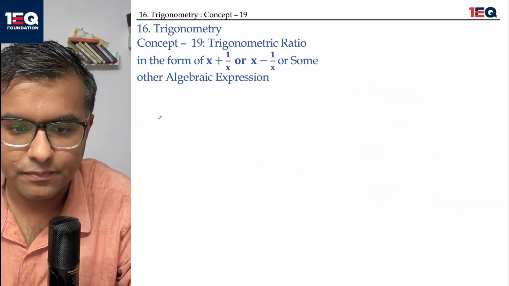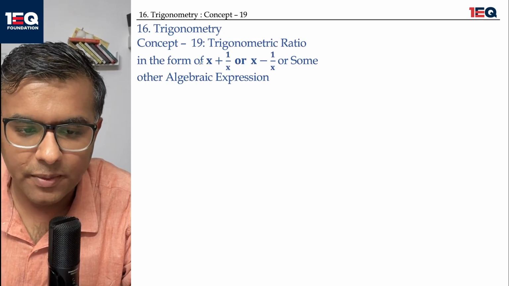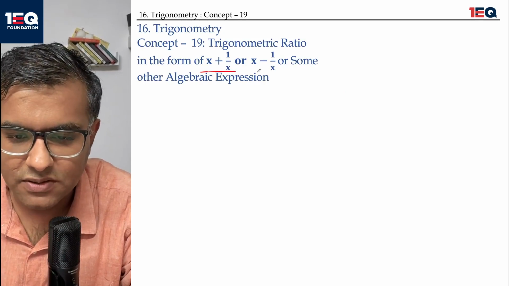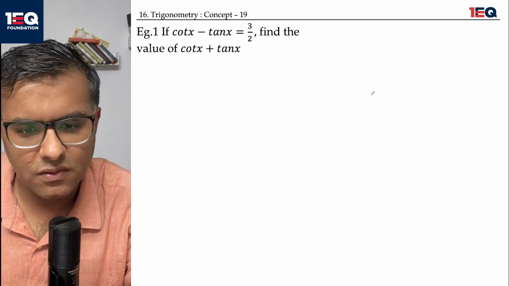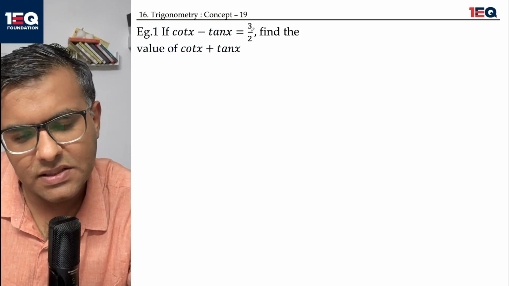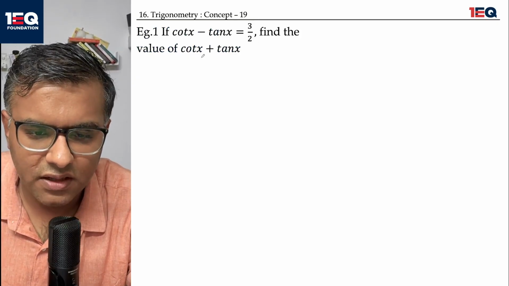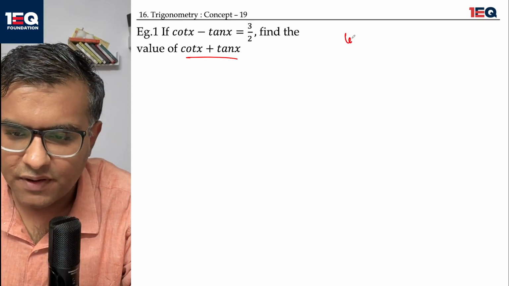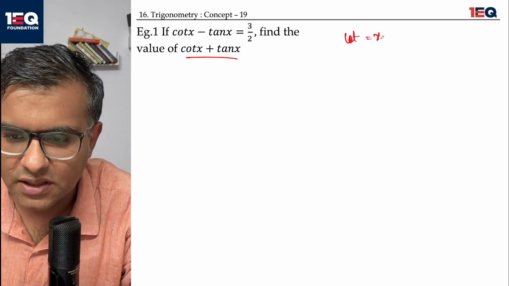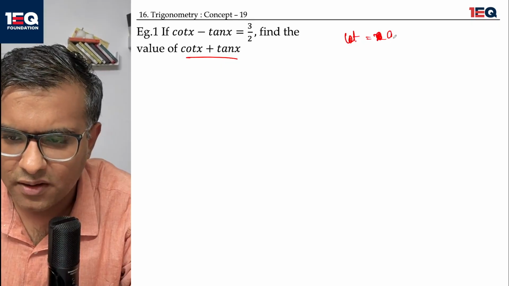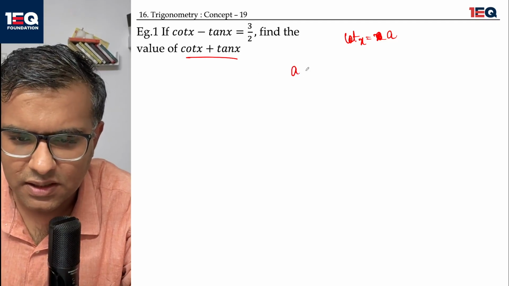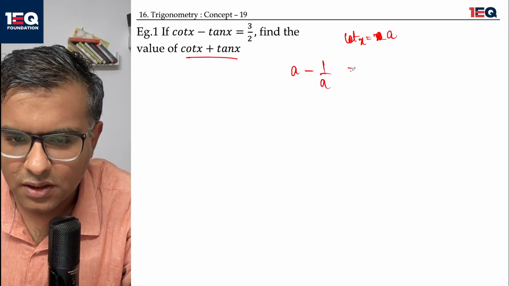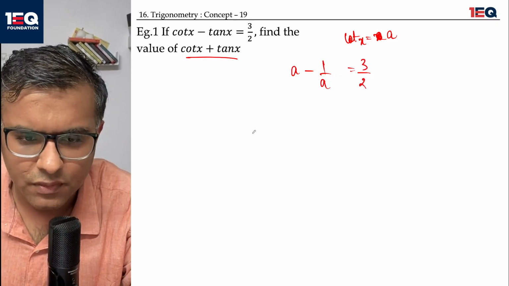Easy? Yeah. So trigonometric ratio in the form of x plus 1 by x or x minus 1 by x and other options. We have done things like this. Cot minus tan is 3 by 2. Find the value of cot plus tan. If I assume that the value of cot x is a, so I can say that a minus 1 over a is equal to 3 over 2.